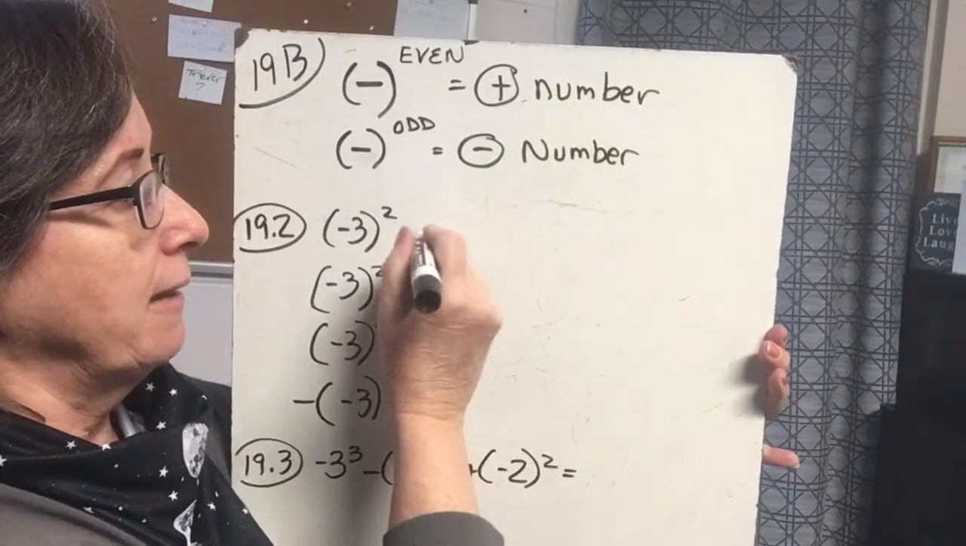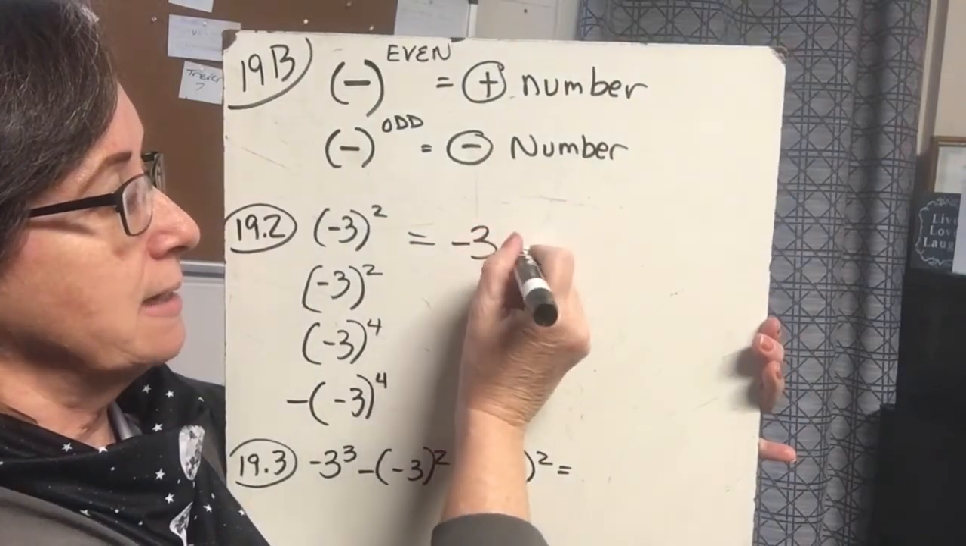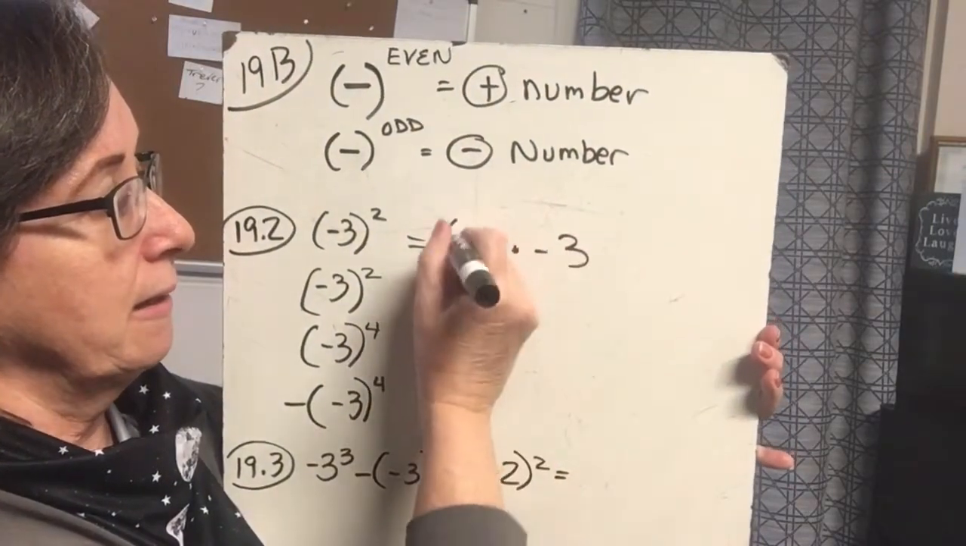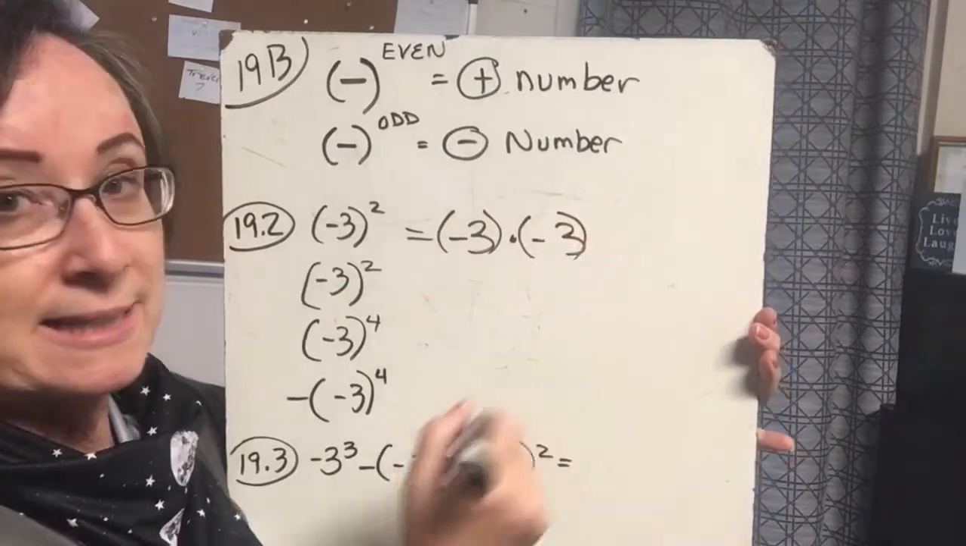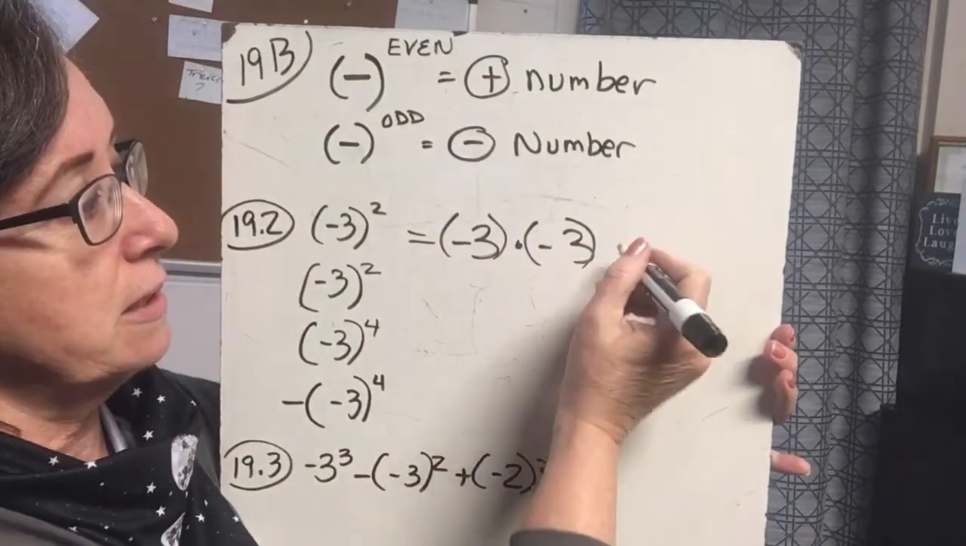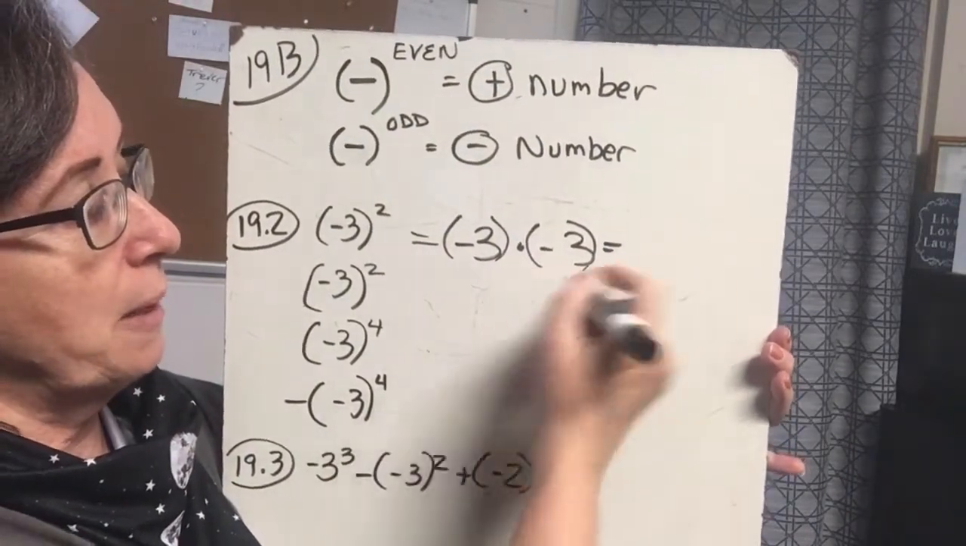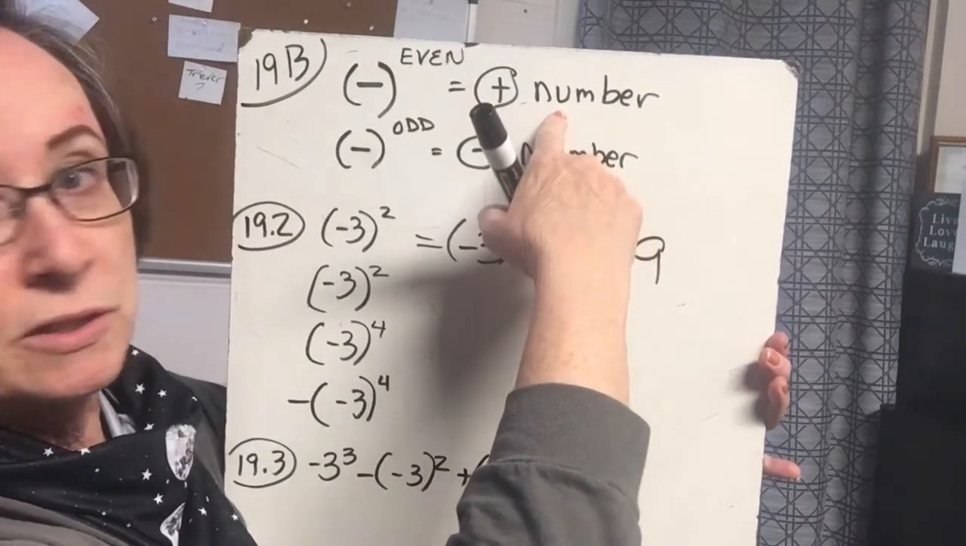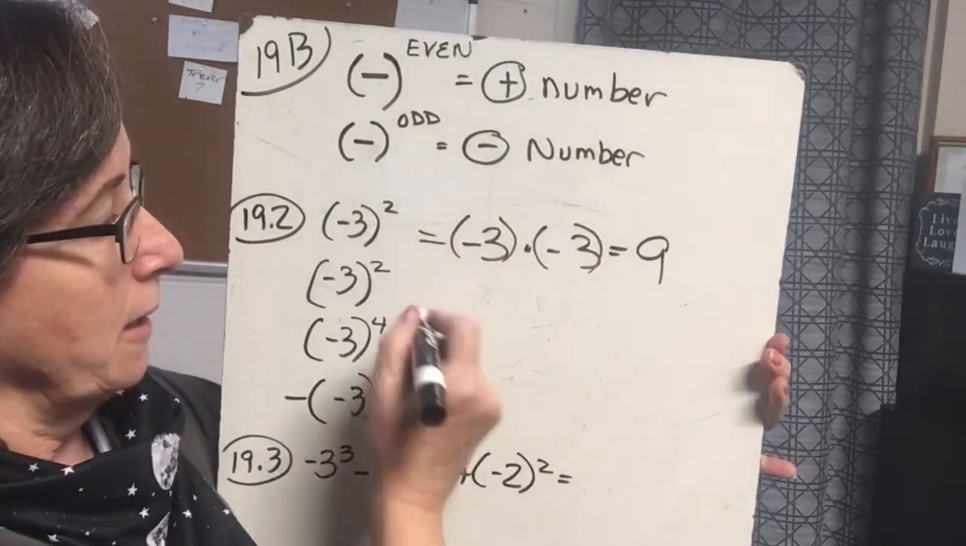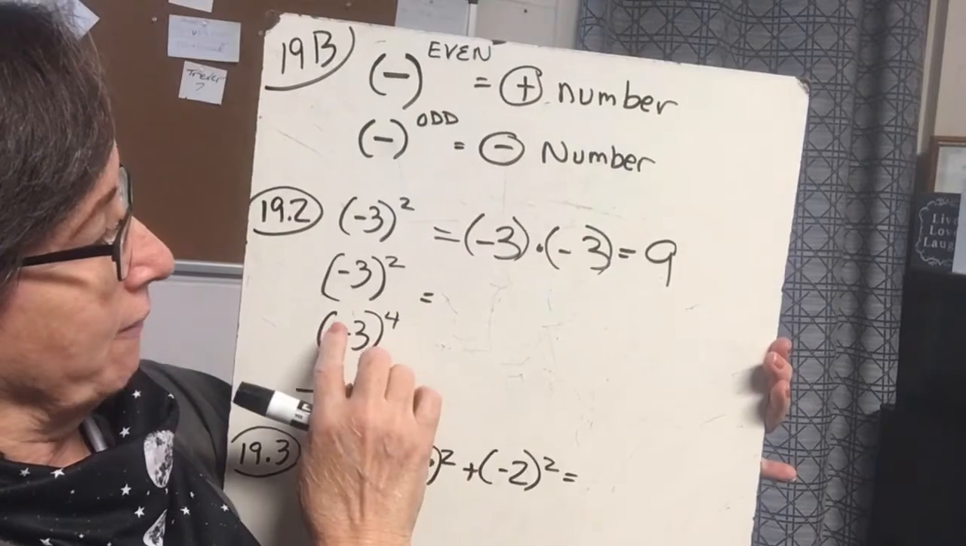Let's see. This is going to be negative 3 times negative 3. I'll put those in parentheses just so I don't get confused. And that's going to be a positive 9, which is what our rule said.